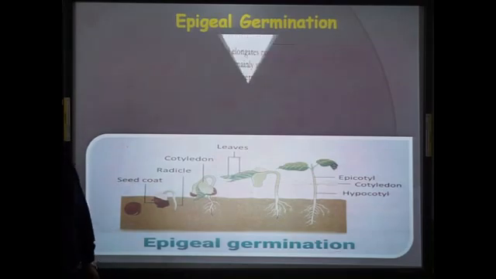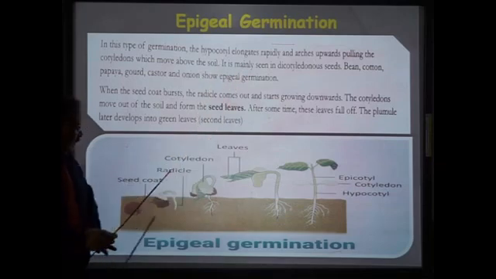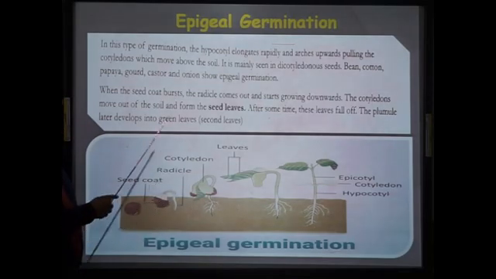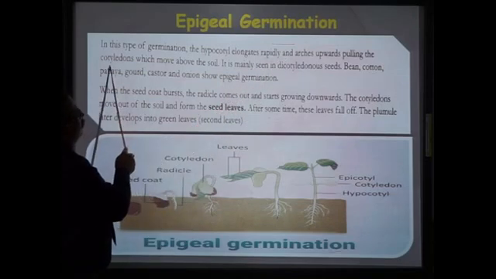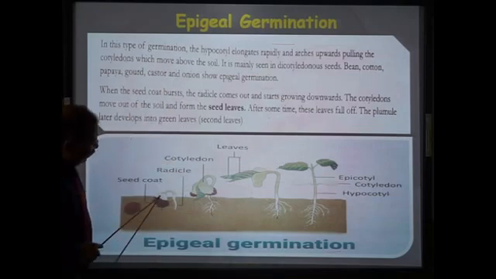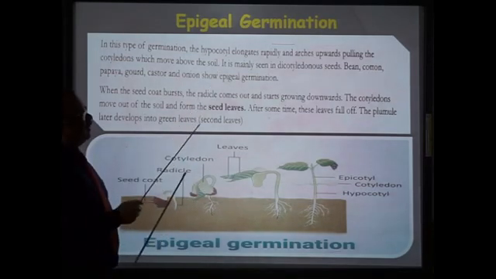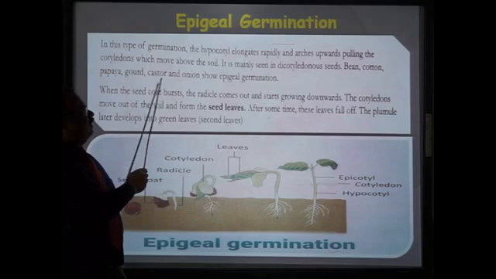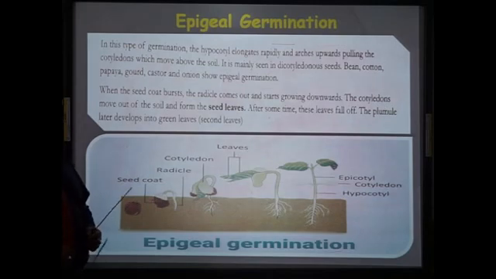Now let us see what it is and how it happens. In this type of germination, the hypocotyle elongates. This is the hypocotyle. It elongates, it becomes bigger. And what happens because of that? Rapidly, it arcs upwards, pushing or pulling the cotyledons which move above the soil. Now you can see the cotyledons are moving above the soil. It is mainly seen in dicotyledonous seeds, and examples are bean, cotton, papaya, gourd, castor, onion. All these, they show epigeal type of germination.